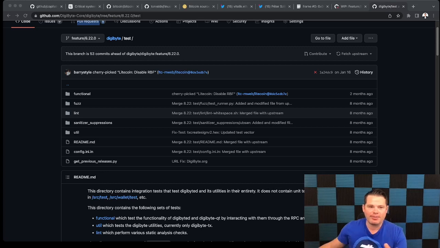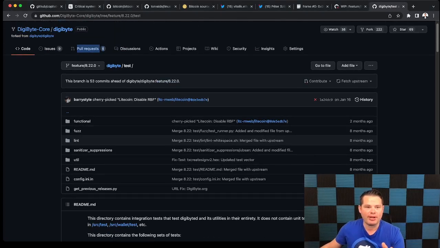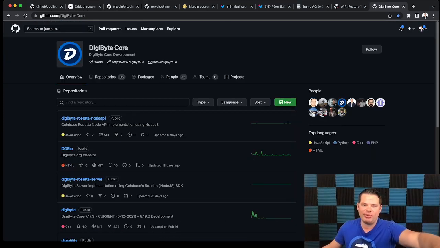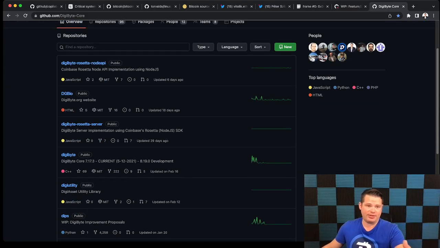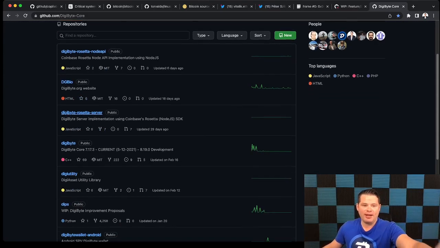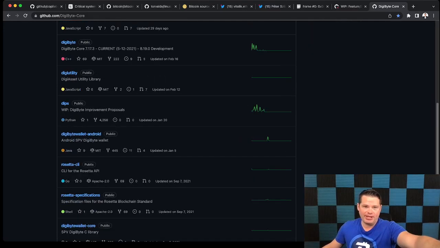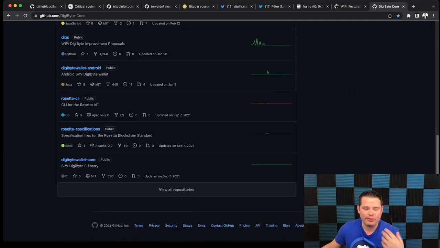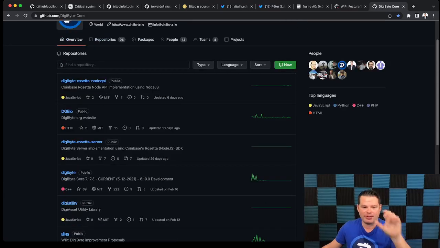If you go to the DigiByte core repository here, you should see that there's not just the DigiByte protocol. There's Rosetta, which is the Coinbase Node API that's been worked on. There's the website. There's a server. There's utility. We have dozens of repositories that we've worked on and updated that are here. So there's a lot more to the DigiByte ecosystem than just simply DigiByte.